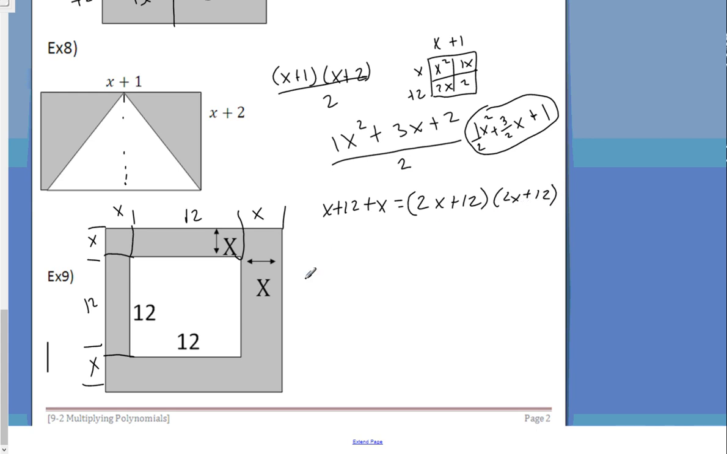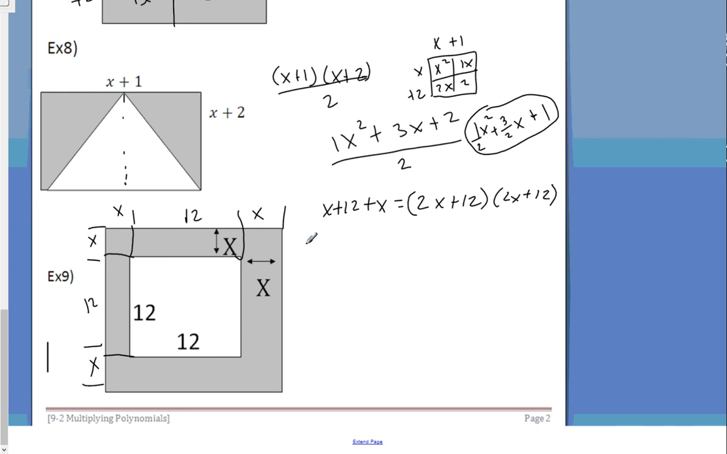Now, if I multiply, this is what you have to understand. If I multiply 2x plus 12 times 2x plus 12, what I end up finding is the area of the entire rectangle. But I don't want the entire rectangle. I actually just want the gray region. So if I multiply this times this, I find the area of the entire thing. So what part did I not want to include? Well, the white section, right?